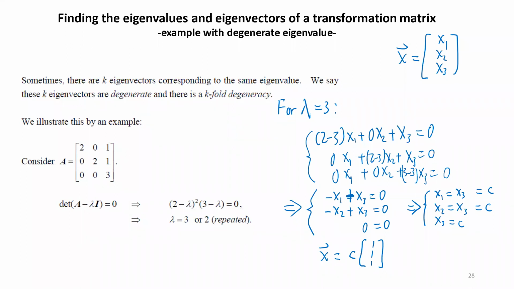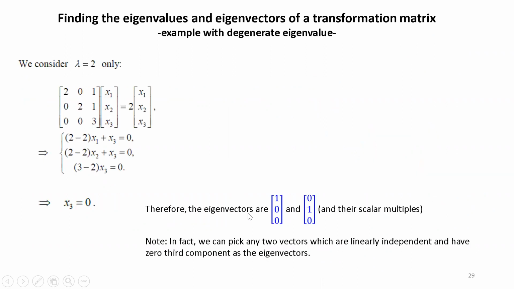Now the case that I want to focus on is lambda equals 2. If you plug lambda equals 2 back into the system, what you realize is that you have these three equations, and they tell you that x3 equals 0. But x1 and x2 can be anything. Basically, there is no requirement on x1 and x2. So I can just call x1 to be c1, and x2 to be c2.